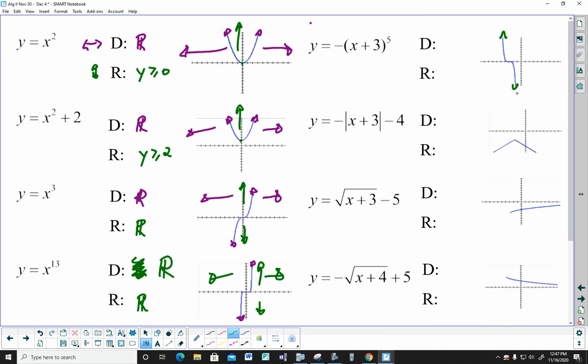There's arrows. It will continue to go as far left as it wants and as far right as it wants. So all real numbers. It will go as high as it wants and it will go as low as it wants. So all real numbers. Okay? To show you how to get an absolute value on your graph.